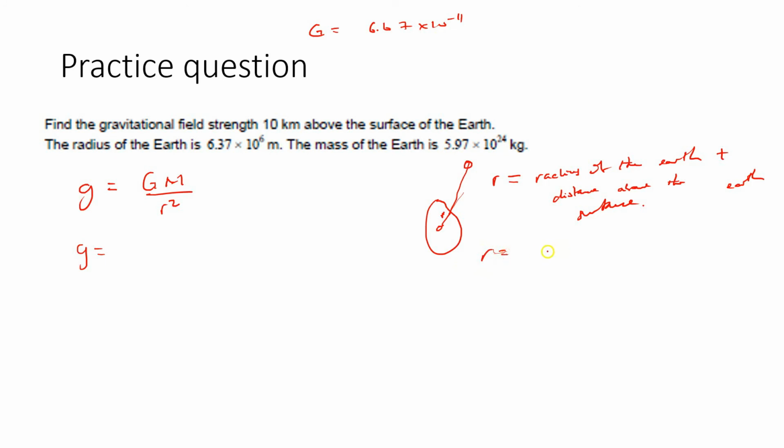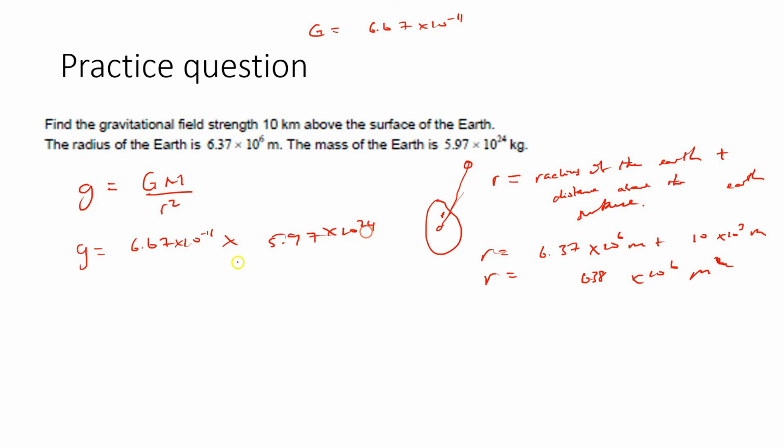R is equal to 6.37 times 10 to the 6 meters plus 10 times 10 to the 3 meters, which gives us a value to say that R is 6.38 times 10 to the 6 meters. Meters, by the way. So let's go now and put these in the calculator. I'll put this in the equation: 6.67 times 10 to the minus 11 times the mass, which is 5.97 times 10 to the 24 kilograms.